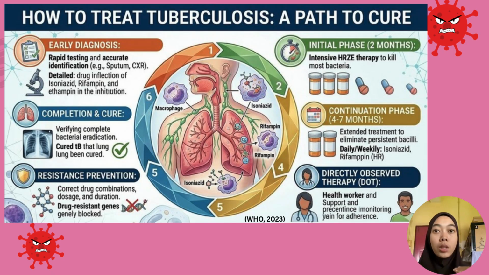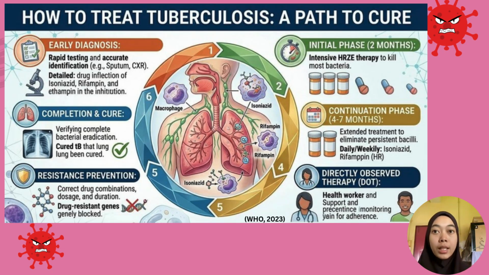Next is the continuation phase, which usually lasts between 4 to 7 months. In this phase, treatment continues to eliminate the remaining bacteria that may still survive in the body. Patients commonly continue taking medications such as isoniazid and rifampin either daily or weekly, depending on their treatment plan.